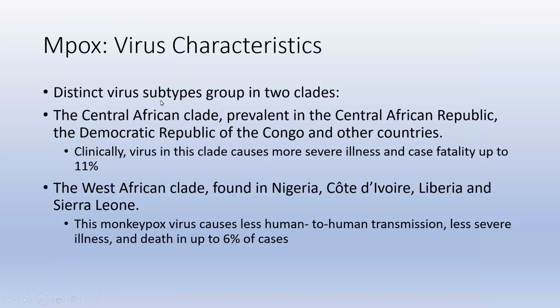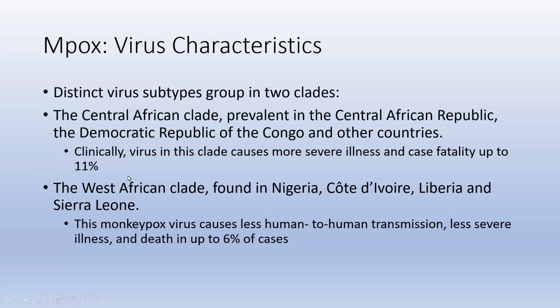Characteristics of the virus. There are two distinct virus subtypes, as you have heard. We have the Central African clade, which is prevalent in Central African Republic, Democratic Republic of Congo, and other countries around the Central African region. This virus causes more severe illness, and case fatality rates have been reported up to 11%. Looking at the West African clade, this one is found in Nigeria, Cote d'Ivoire, Liberia, and Sierra Leone. It causes less human-to-human transmission, a less severe illness, and the case fatality rate is less than clade 1, up to 6%.